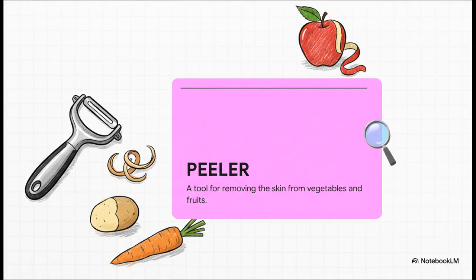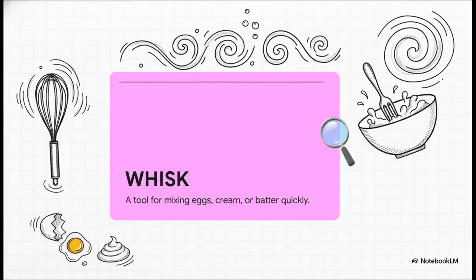Next, we have a peeler. The name here pretty much gives it away, right? Its job is to peel. It's that little tool you use to take the skin off potatoes, carrots, or apples super fast. This is a whisk.